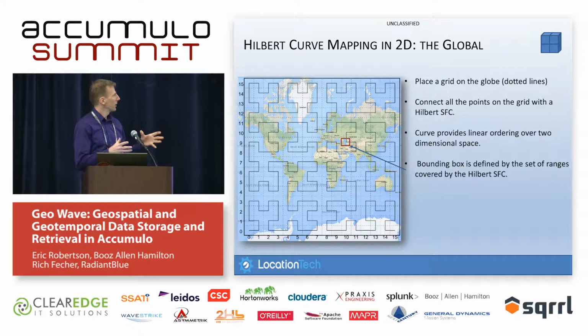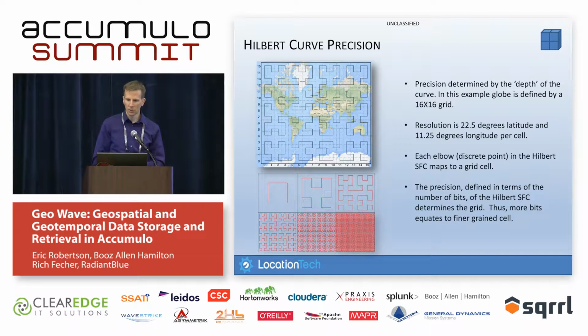So now we're going to get down to attaching the curve to our particular problem, and we'll start with a two-dimensional case. The two-dimensional case is that we're laying a curve on a map, and each elbow on that curve represents a cell over the map. The granularity of those cells is determined by the granularity, or precision, of the curve. Here we have a 16 by 16 grid, which roughly covers 22.5 degrees latitude and 11.25 degrees longitude per cell. One thing about these curves is that they're composable and nested, kind of like fractals, so we can drill down to finer and finer granularity.